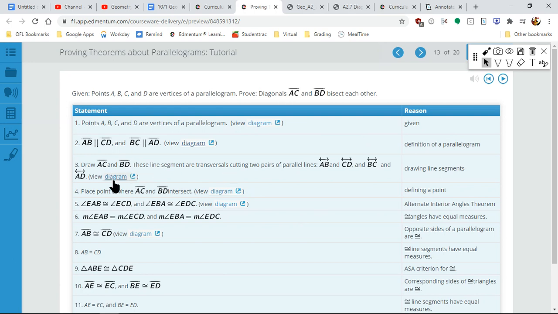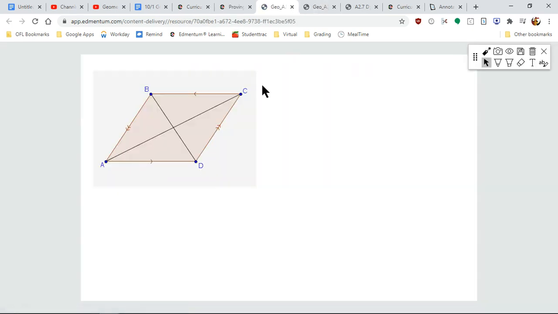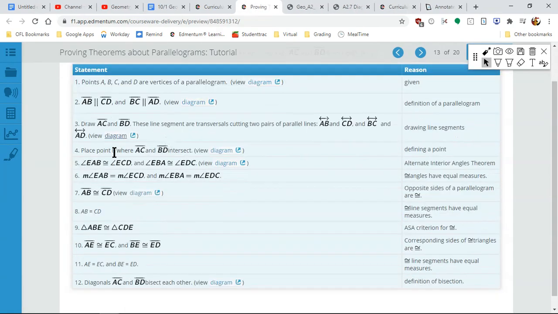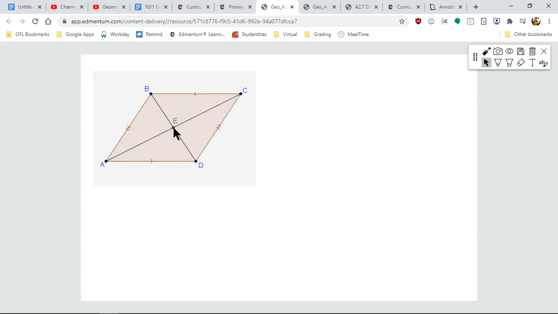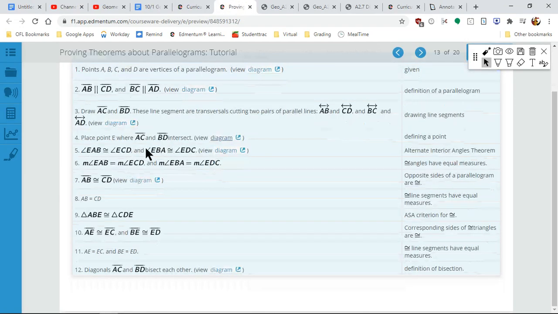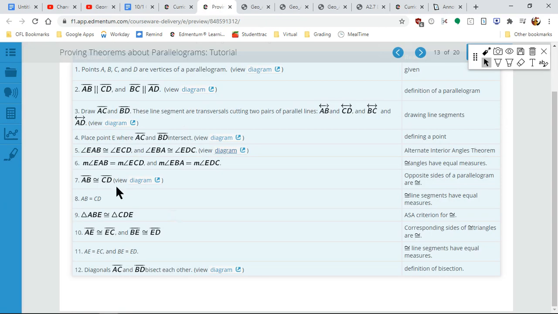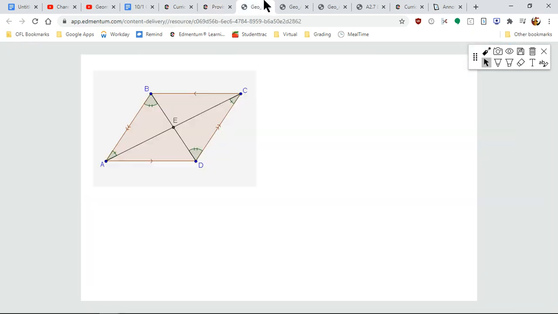Here, draw line segments. They're just saying we're going to draw the diagonals, the ones that cross each other. And after that, we're going to make a point E right in the center. Then we're going to say that this angle is equal to this angle because of alternate interior angles. So this angle equals this angle, this double one equals this double one. And then from there, we said alternate interior angle theorem, because again, just imagine these as lines being extended by a lot.